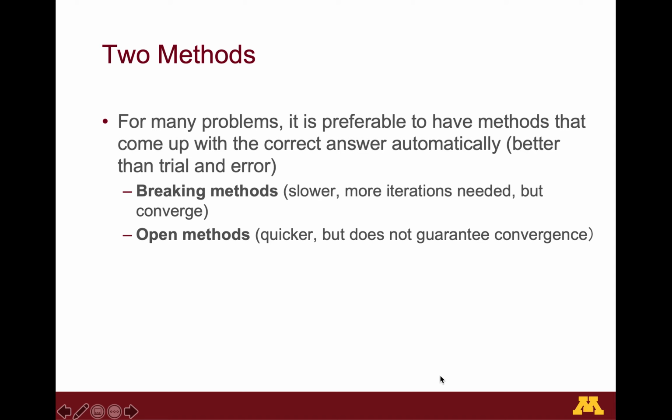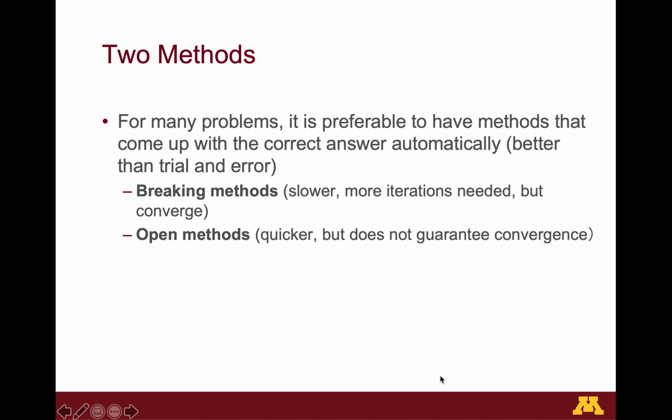Graphics give a rough idea of roots for a function, but for many problems, it is preferable to have methods that come up with the correct answer automatically, usually iteratively. Potential solutions are calculated to see if it is the real solution. If not, then it is adjusted and calculated again until it is very close to the real solution. This procedure is called iteration, and the result of being very close to the real solution is called convergence.